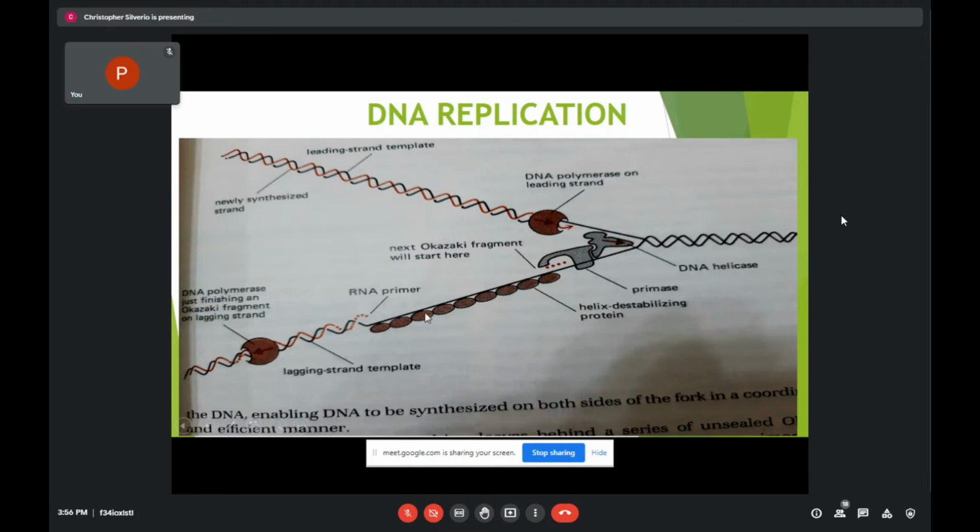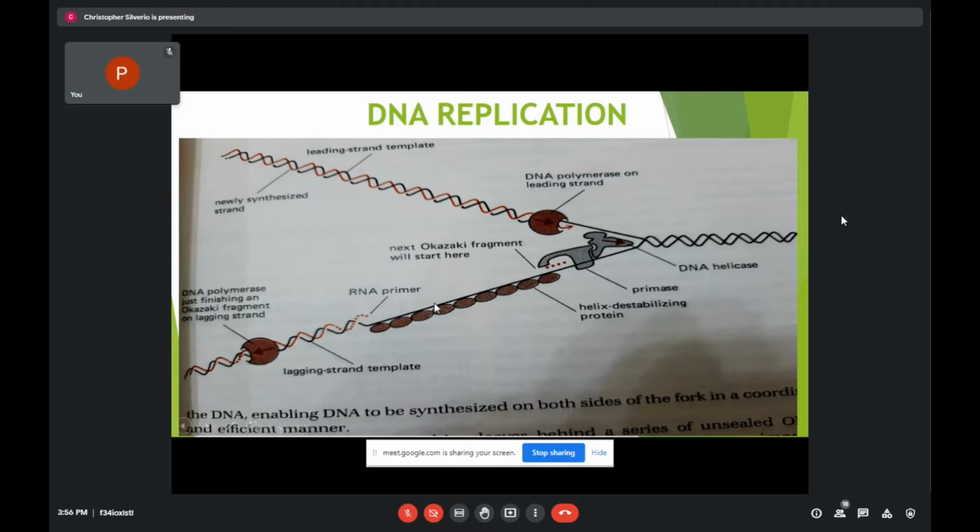Once it is straightened, okay, a short RNA primer will be synthesized.